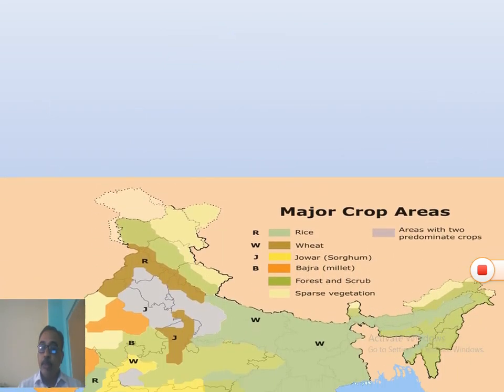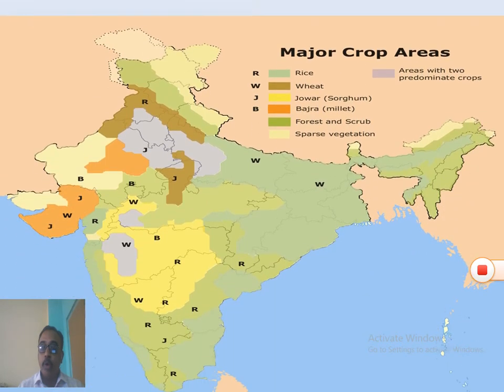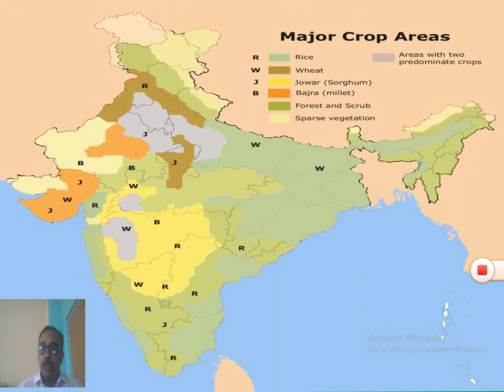Now if you check the major areas of jowar, that is yellow in color, it is known as sorghum. You see the parts, that is some northern parts of Karnataka, then the western part of Telangana, then you have Maharashtra. So these are more or less the areas where jowar is cultivated.